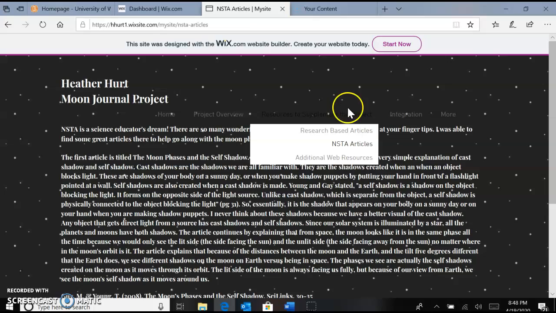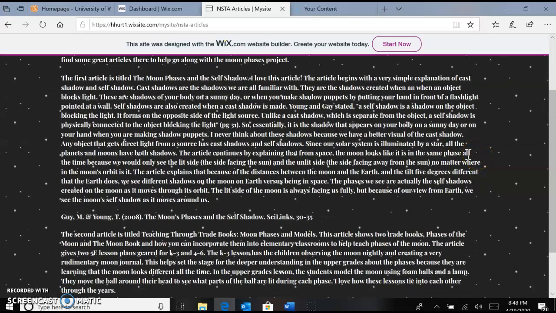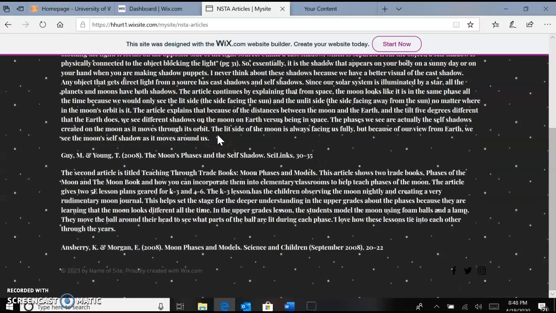For the NSTA articles, I'm not going to talk about the first one first, because that's the one that was so amazing to me. But the second one I found was an article titled Teaching Through Trade Books: Moon Phases and Models. Here it shows you two trade books, Phases of the Moon and The Moon Book, which are books that are accessible to anybody, and how you can incorporate them into elementary classrooms to help teach the phases. It gave lessons geared around the 5E cycle for both kindergarten through 3rd grade and 4th through 6th.